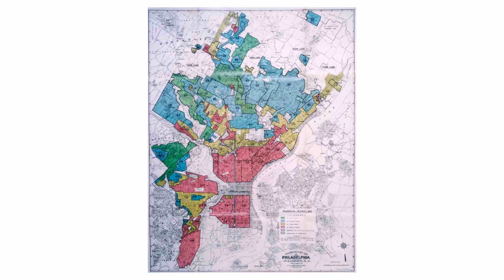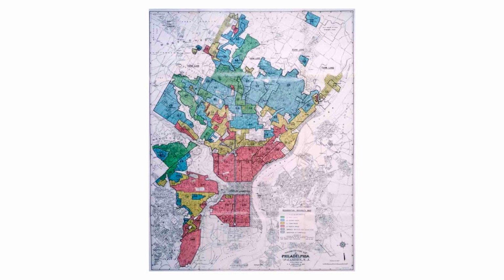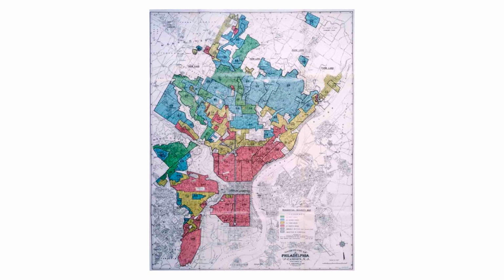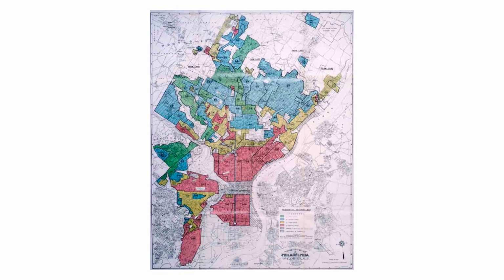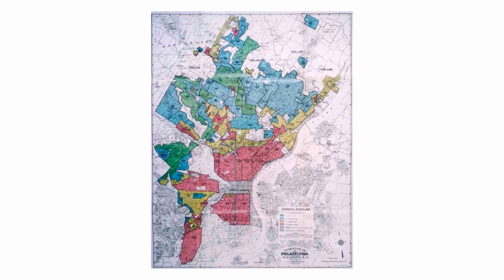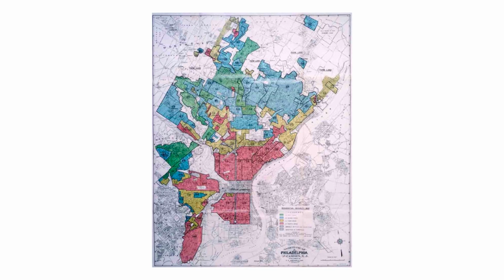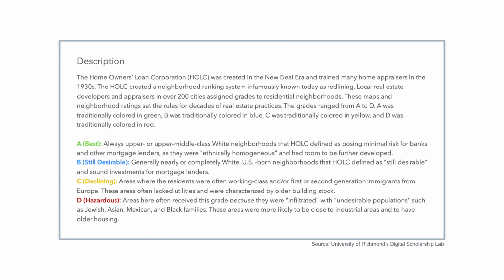With the HOLC, for example, it created these residential security maps responsible for redlining neighborhoods and promoting racial segregation in housing by using these color-coded maps. Why do they call it redlining? Where does that come from? The color red was used to create these maps, and where there was red, it meant that it was detrimental influences or it was high risk. It was a high risk area.